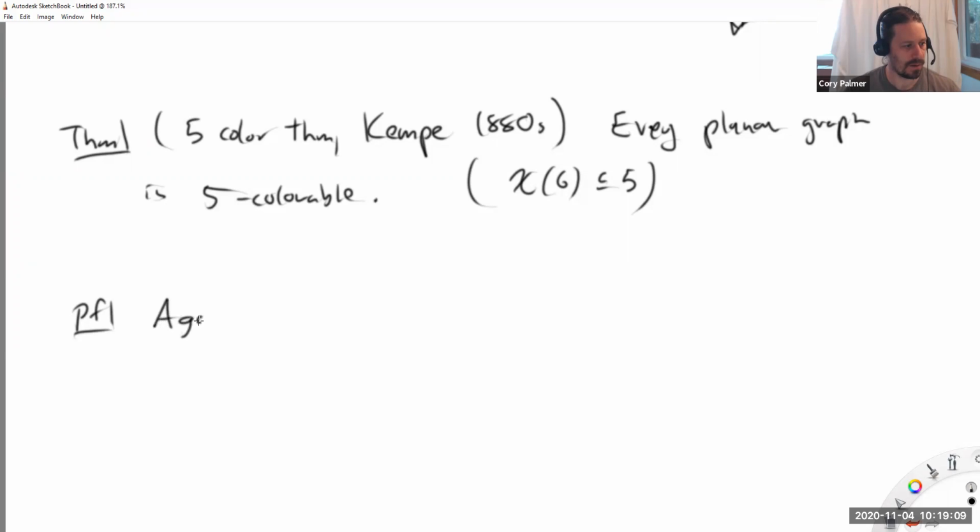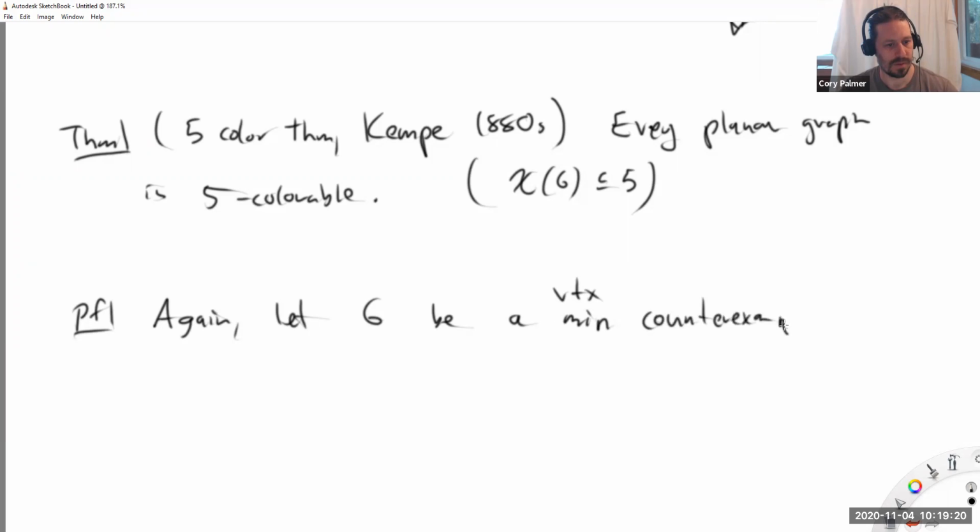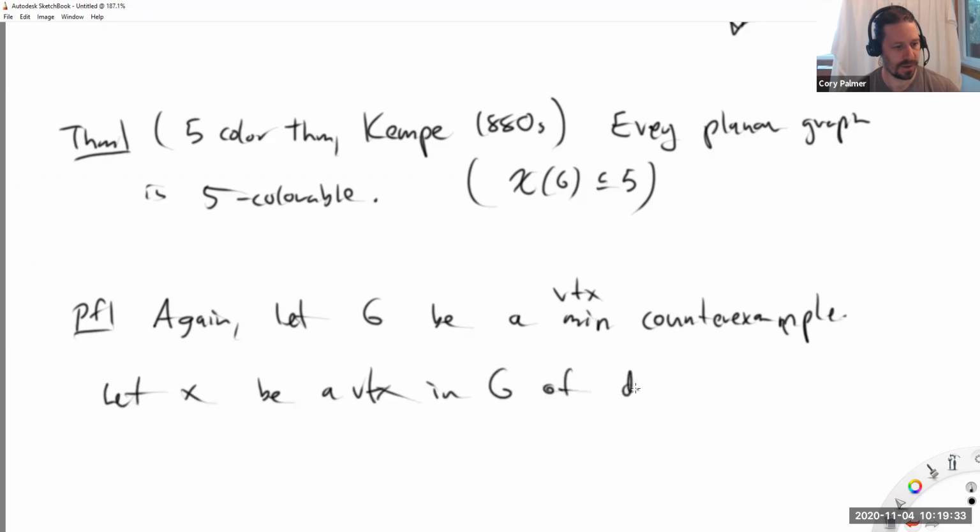So again, let G be a vertex-minimal counterexample. And now let X be a vertex in G of degree at most 5. We know this exists by the boxed lemma from the previous thing. There are definitely vertices of degree at most 5.